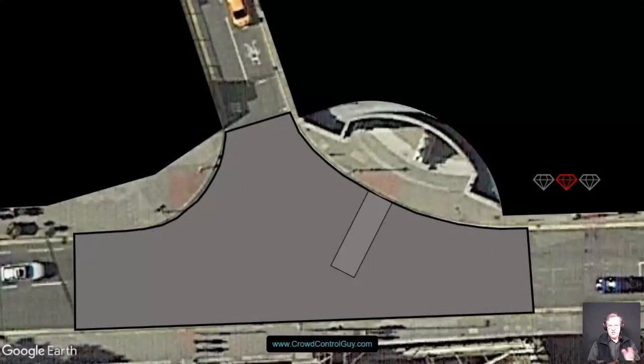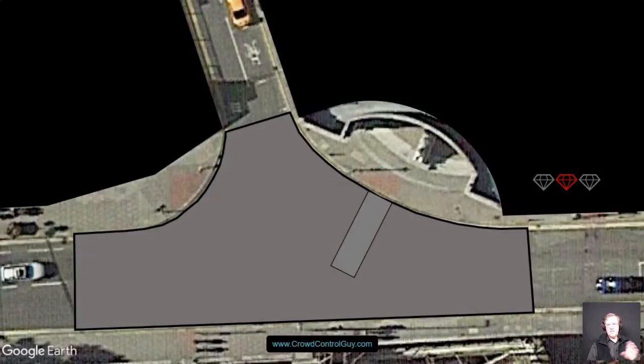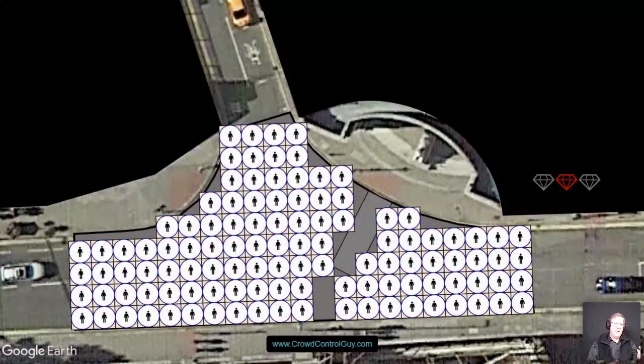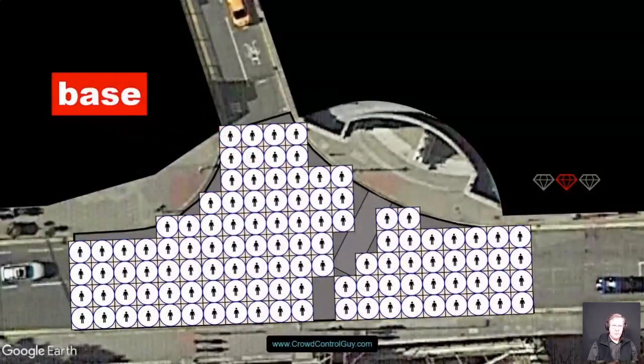So what we did, just so you can see, you don't need to know the place or the location, but you can see there's some cars. It's in an intersection for whatever reason, and there's a gray area that is a no-go zone. So you drop your squares in, you drop your people in, right? You do your calculations, you have a base, you have the numbers.